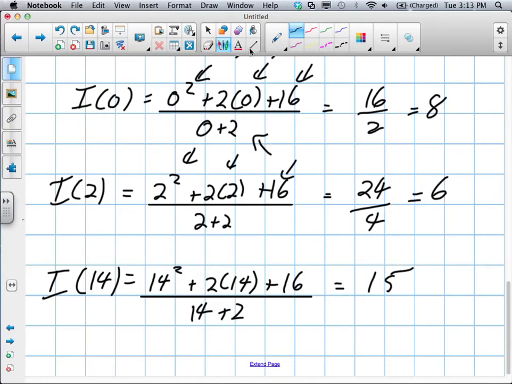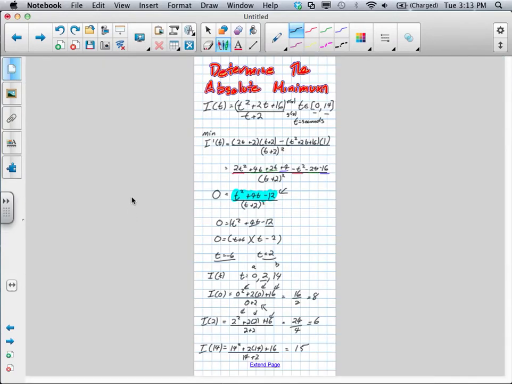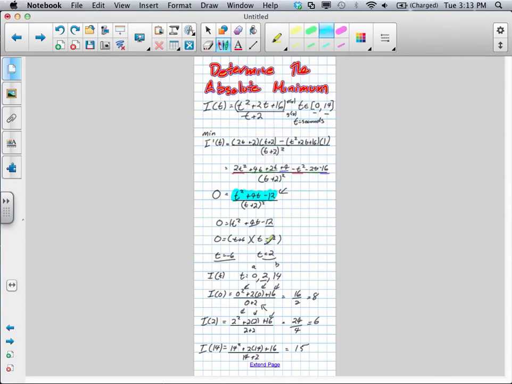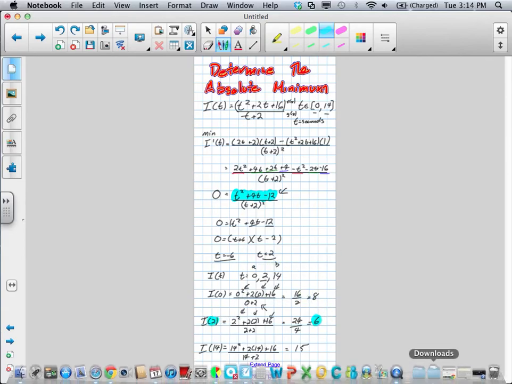So, let's think back. What the heck was the original goal here? Well, they asked us for minimum light intensity. Minimum light intensity occurs at our turning point of 2, when the intensity is 6. Okay? So that is our final answer.